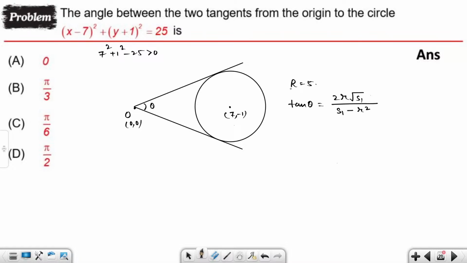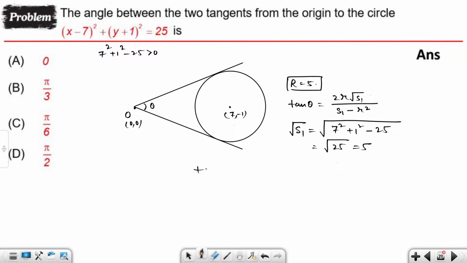So what is the radius of this circle? It is 5. And what is the length of the tangent drawn from 0, 0? We can find that it is under root 7 square plus 1 square minus 25. Is it clear how I got this? 7 square plus 1 square minus 25 is the power of the point origin with respect to the circle. So the root of that power of the point will give us the length of the tangent. Here we get 49 plus 1 minus 25, which is 25. That is 5.